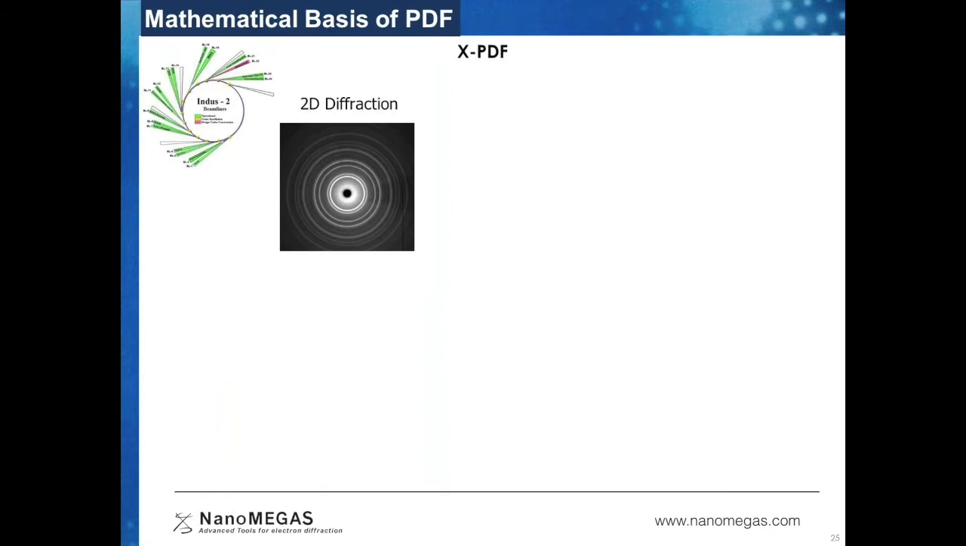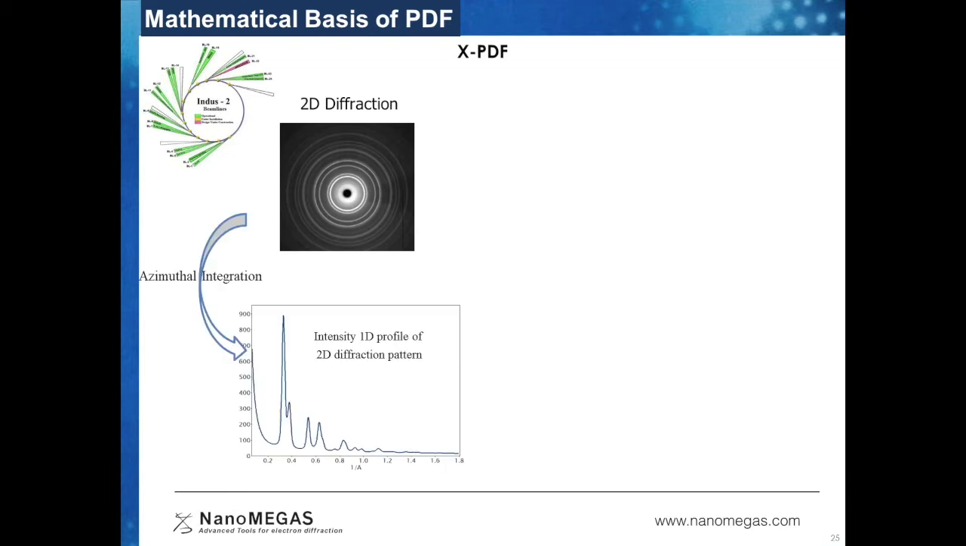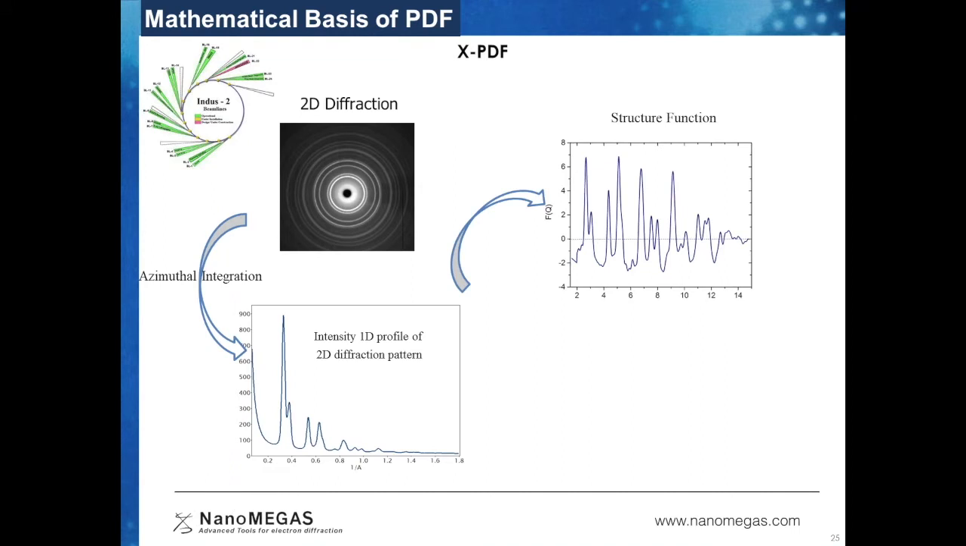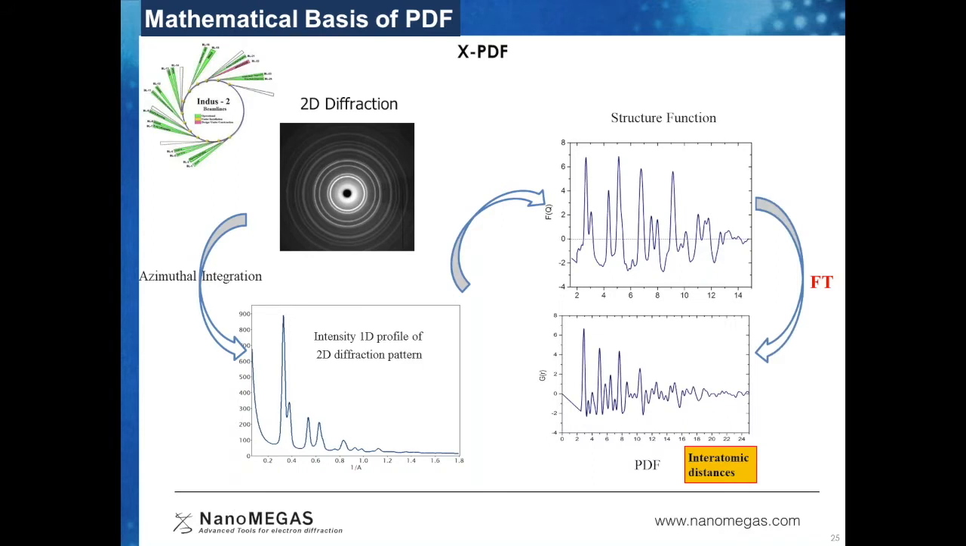The process of obtaining the PDF is, first, one needs to collect diffraction data. It can be collected in a lab diffractometer or a synchrotron source. Each has its own advantages. If the data has been collected with a 2D detector, then one needs to do azimuthal integration first to get a 1D profile, which is then transformed to get a structure factor function, and then at the end a Fourier transformation to get the PDF in real space. More details of these different transformation steps I will explain in the next few slides.